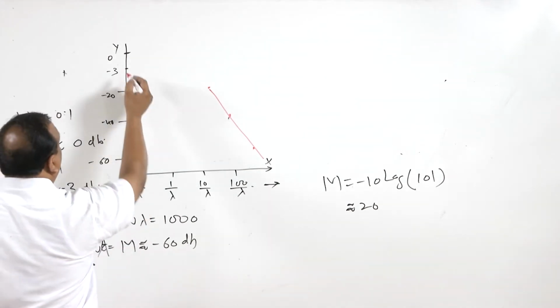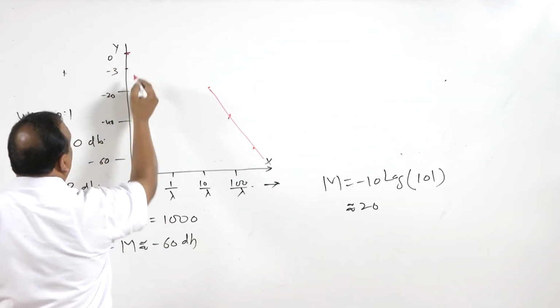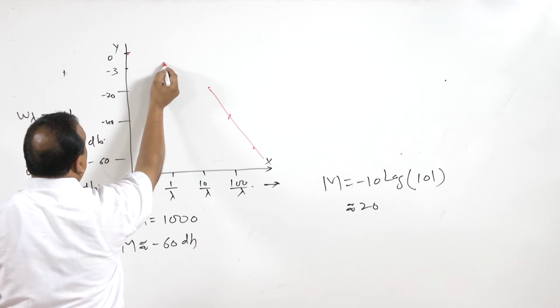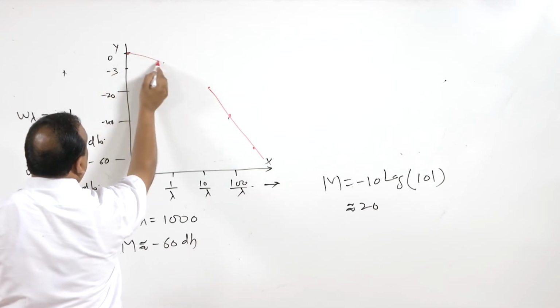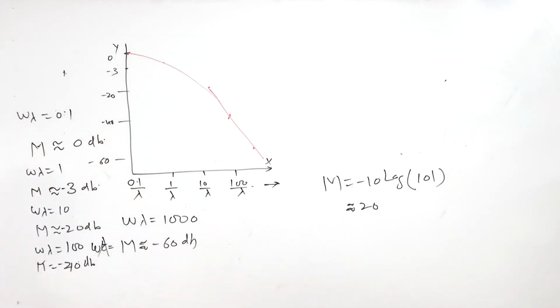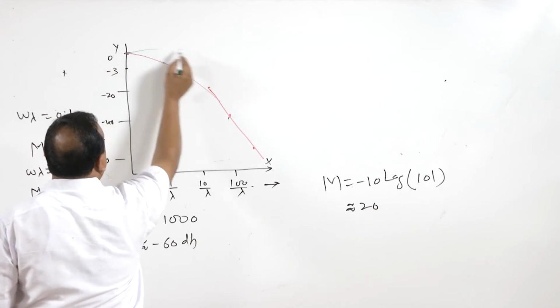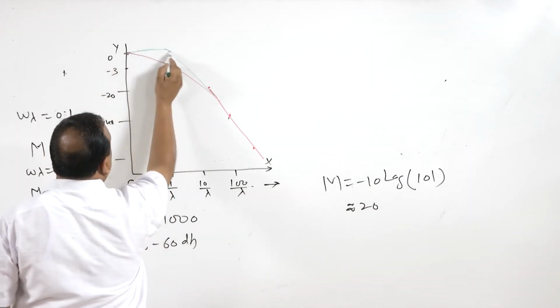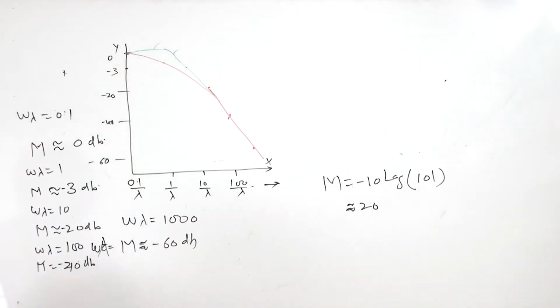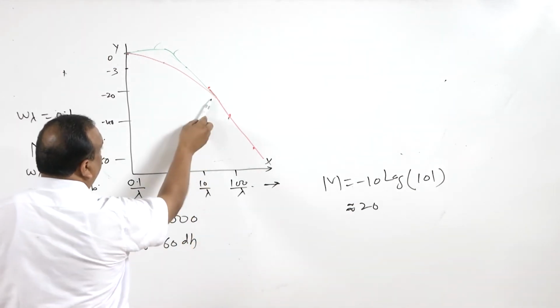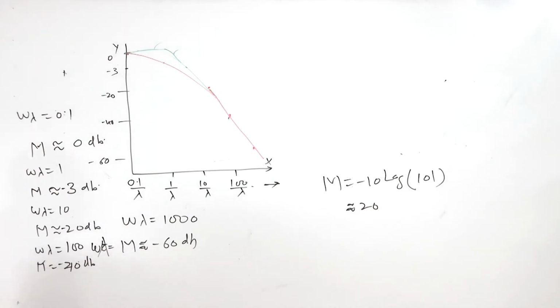For 0.1 it is approximately 0, for this it is approximately 3. So, the system is behaving like this. Or if you want to have asymptotes, these are the asymptotes. After this 10, omega lambda is equal to 10, the variation is linear with the frequency, right. So, this is for the amplitude.